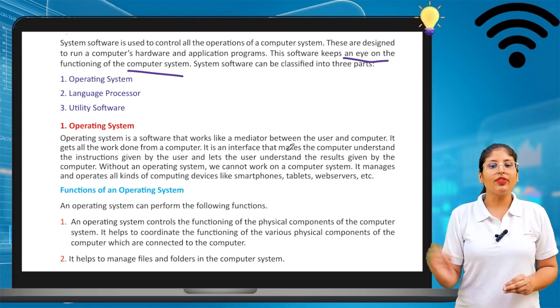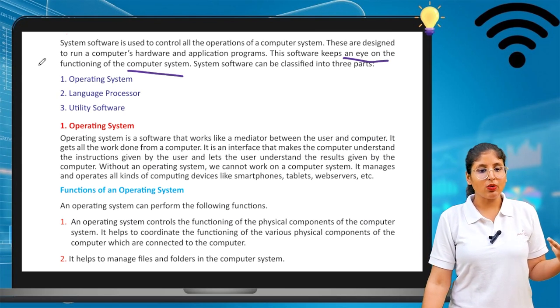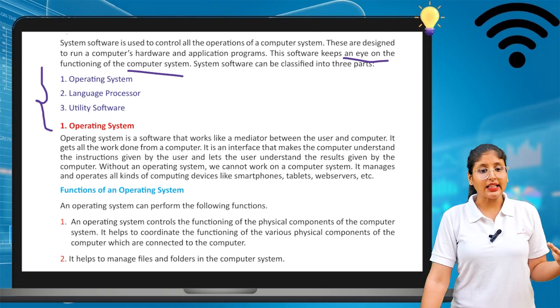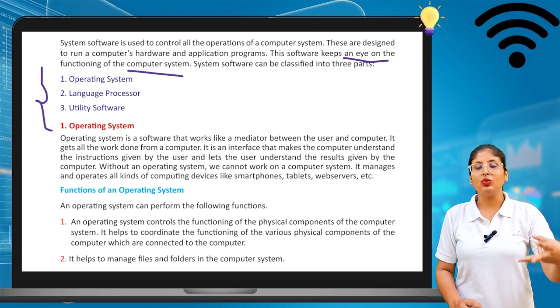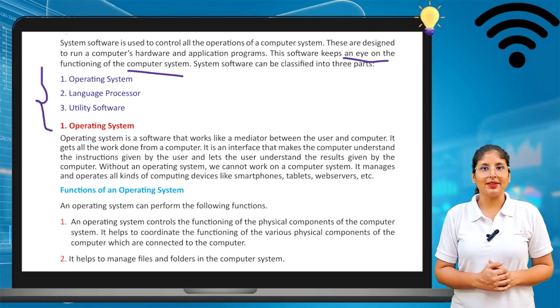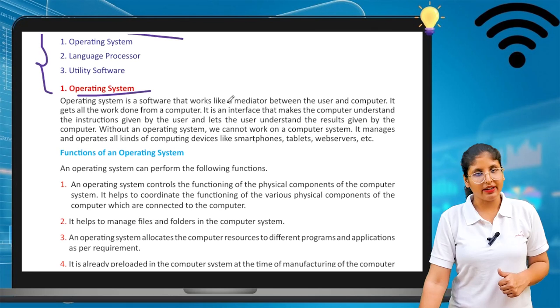So system software can be classified into three parts. First is operating system, second is language processor, and third is utility software. So these are the three parts we can categorize it into. First is operating system. First we will see what is operating system.